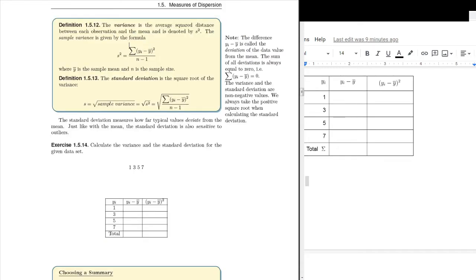So now we will look at two very commonly used and closely related measures of spread, which are called the variance and the standard deviation.